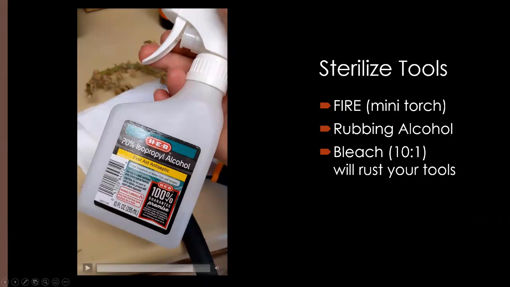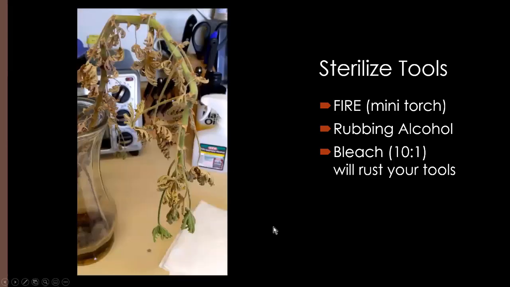So here we can use fire, we can use alcohol, we can use bleach, 10 to 1, but bleach is an oxidizer. It will rust your tools. You must oil them immediately afterward. So the next slide is about oiling.